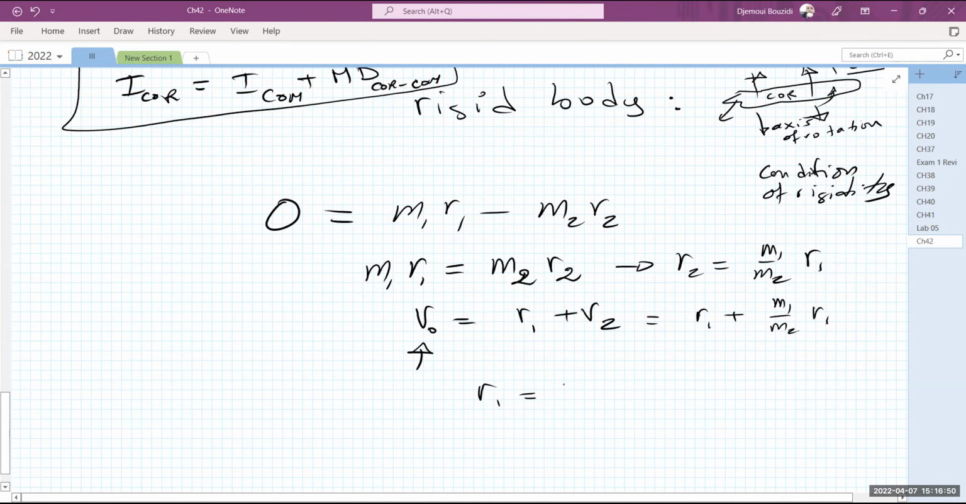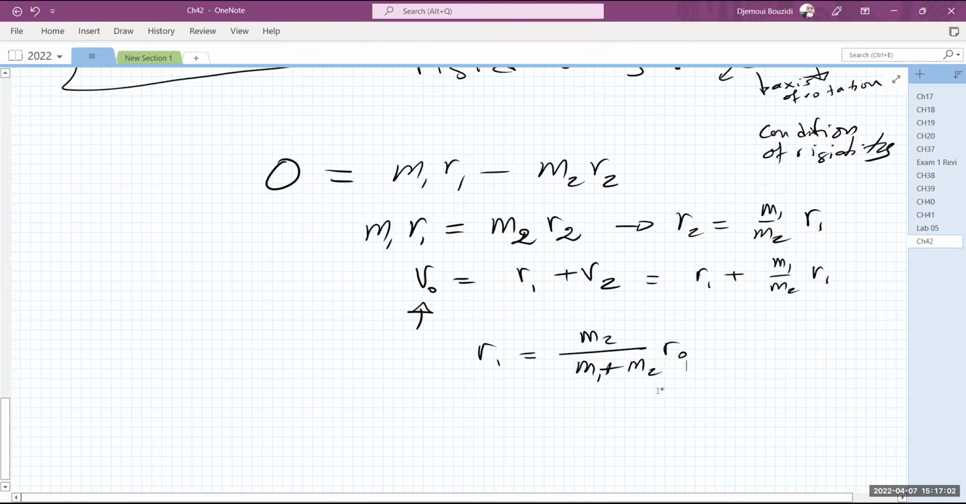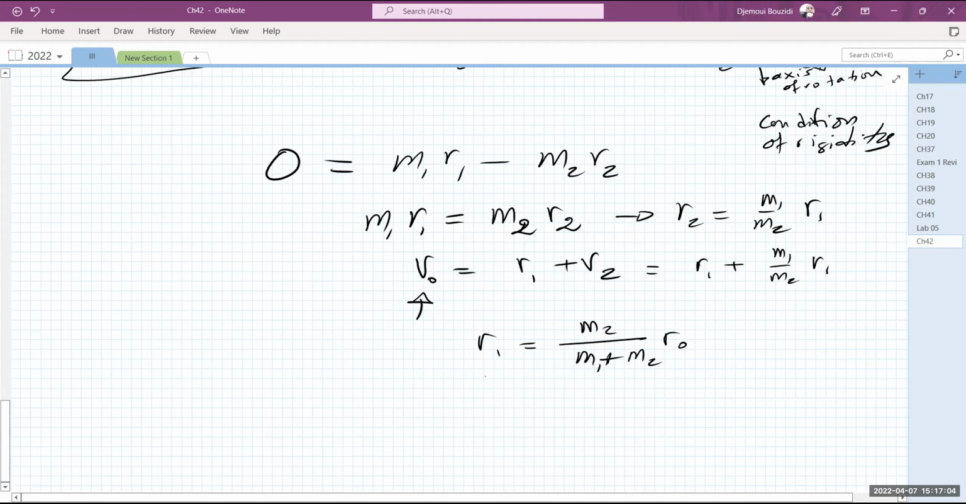So the common denominator is M2. When I flip it on the other side, it's going to be in the numerator. And this is just the sum of the two masses, M1 plus M2, times R naught, which is the distance between the two atoms. Similarly, I can find what R2 is: using this equation, I multiply by M1 and divide by M2. That cancels M2 from the numerator and leaves M1 by itself, divided by M1 plus M2, times R naught.